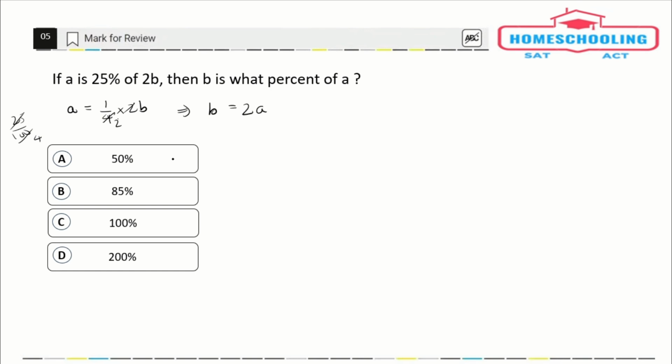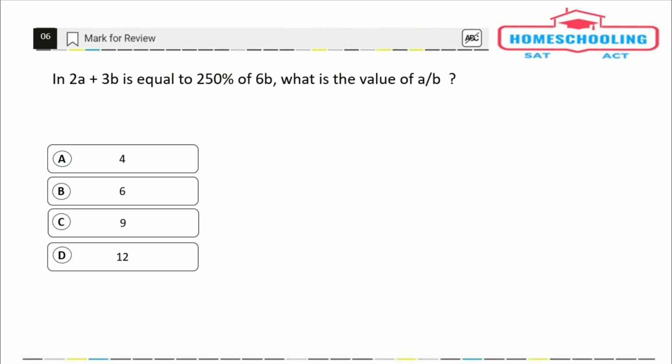So from this equation we can say that, let a be 100, then b would be 2 into 100, that would be 200. So if b is equal to 200, that means b is 200% of a. So this is going to be our answer. Now moving to the next question.